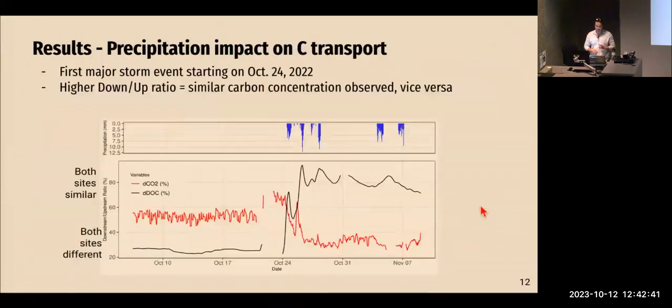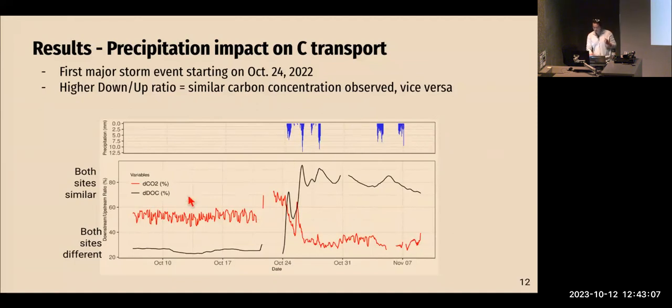So to highlight the impact of storm events on carbon transport, I isolated storm carbon characteristics during the transition from summer low flow to the first major storm event of the year. The top bar here shows the hourly precipitation in millimeters, and the transported carbon is expressed as a percentage of upstream concentration, since the downstream concentration is almost always lower than the upstream.